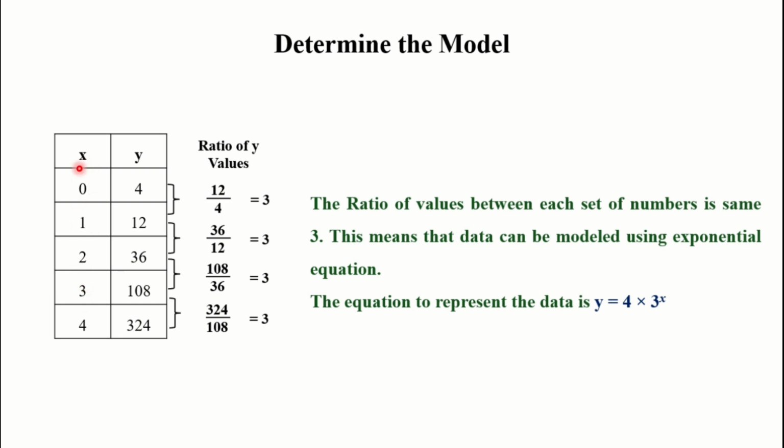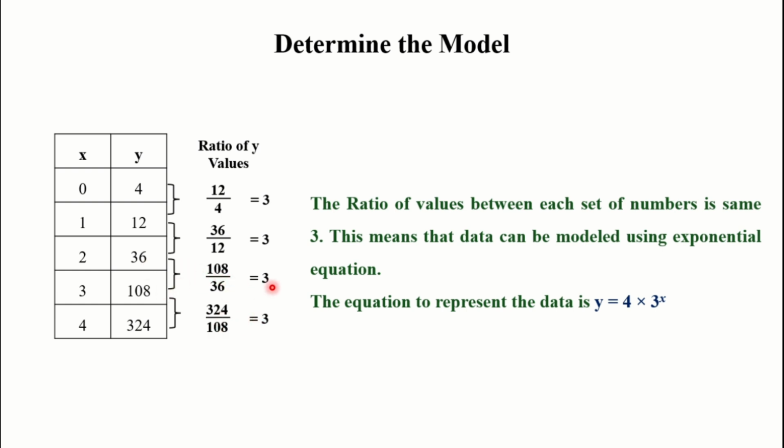Next, determine the model for the given data. The x value, meaning the input value, is given, and the output value is also given. Here you can see that we cannot say the differences will be the same because the values are different. Now we find the ratios. 325 by 108, 3.